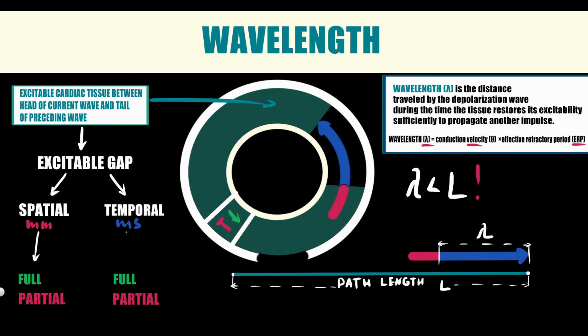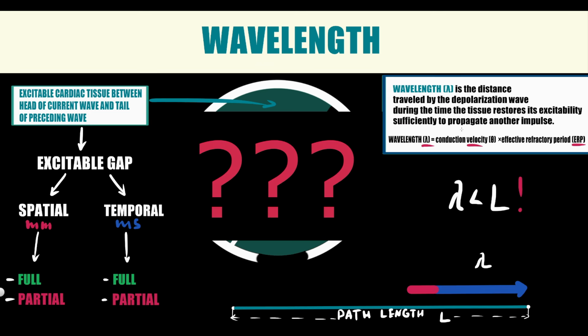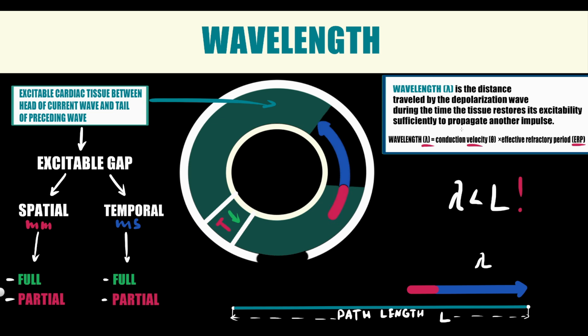Every excitable gap can be full or partial. Full excitable gap means the tissue has fully restored its excitability, so relative refractory period has been terminated. The partial excitable gap is when the wave is propagated in relative refractory tail when excitability is still not fully restored. So why is the excitable gap so important? When conduction velocity and/or effective refractory period is increased, therefore the wavelength is increased too. Wavelength can be even bigger than the path length.